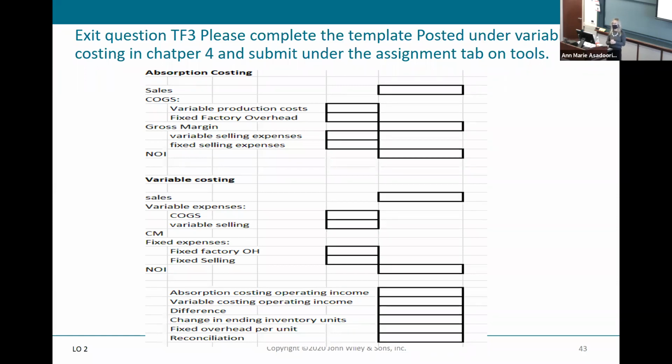All right, so this is your exit question. There is this template up under the chapter 4 folder under the topic focus 3. And so this is what you're going to submit to me today by the end of class.